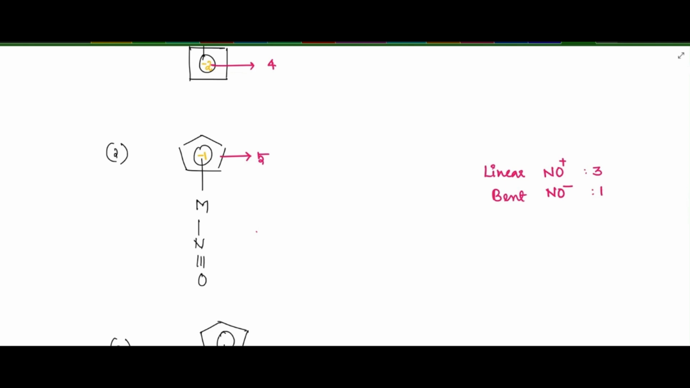Okay. So, can you solve and find which metal this is? Yes, so the contribution from NO is going to be 3. 5 plus 3 is 8. So this requires 18, so 10 is needed. So if 10 is needed, it should have 3d8 4s2, which corresponds to nickel.